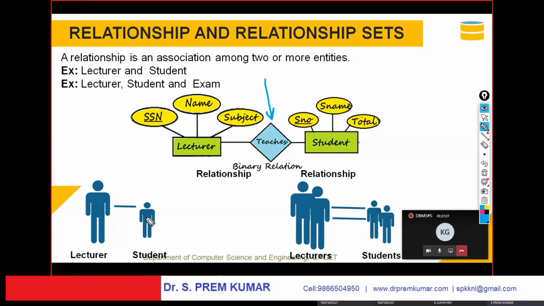If there is a single relation between a single lecturer and a single student, that is called a relationship. If there is a set of lecturers and a set of students, then this is called a relationship set. Between single entities, it is a relationship. Between multiple, we call it a relationship set. I hope you are able to follow what a relationship is. A relationship relates different entities. Lecturer is an entity, student is an entity, and these two are related. In what way? Teaches. Lecturer teaches student. Doctor treats patient. That is nothing but the relation. We call it a relationship or relationship set.